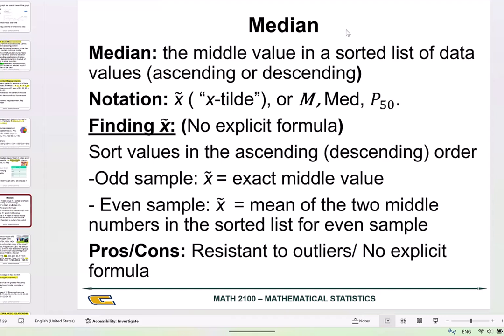The pro is that the median is very resistant to outliers. If one extreme value shows up in the data, the median won't be affected. But the con is that it doesn't have an explicit formula like the mean. Also, it doesn't consider the value of each data point too much; it just looks at the ranking of each data point.